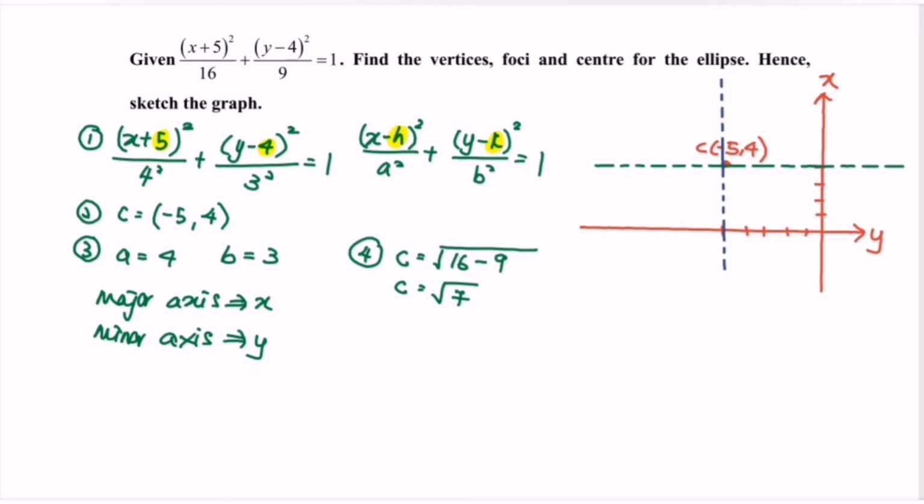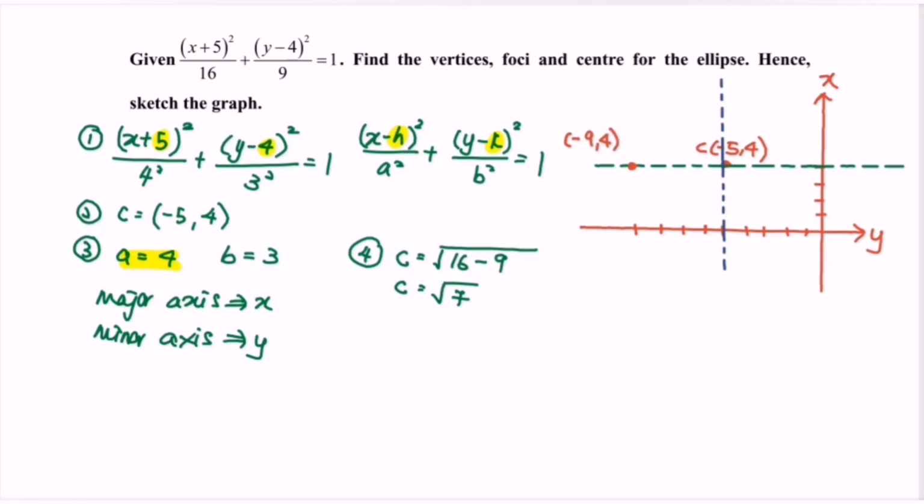Next, we identify the vertices for the major axis and also the minor axis. Kindly refer to a, which is along the x-axis. We have to shift 4 units to the left and also to the right because we are moving along the x-axis. Starting from -5 and shifting 4 units to the left, we will have -6, -7, -8 and -9. So here will be the vertex for the major axis, (-9, 4).